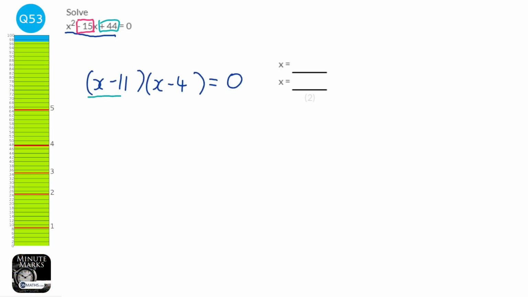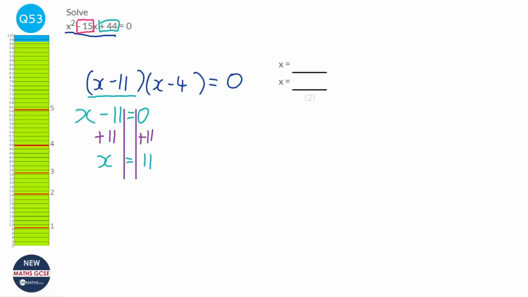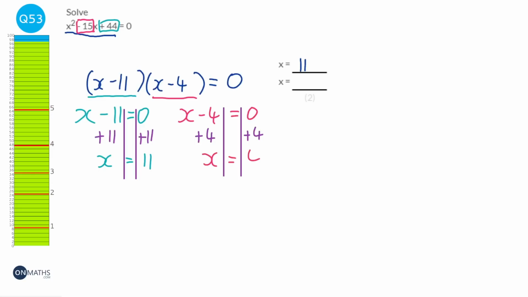And all we need to do now is get each of the brackets equal to 0 and solve it. Get our lines in, add 11 to both sides. And we get x equals 11 as one of the solutions. And then we do exactly the same thing to the other bracket, get it equal to 0. Get our lines in, add 4 both sides, and we've got x equals 4, so our other solution is 4.